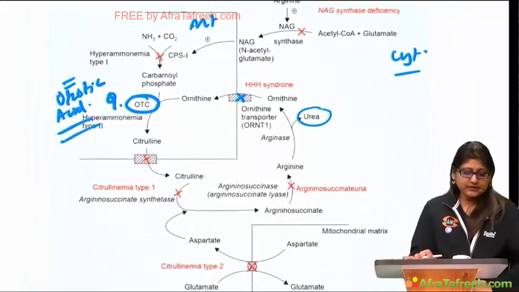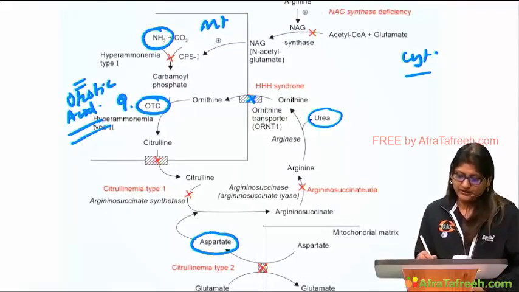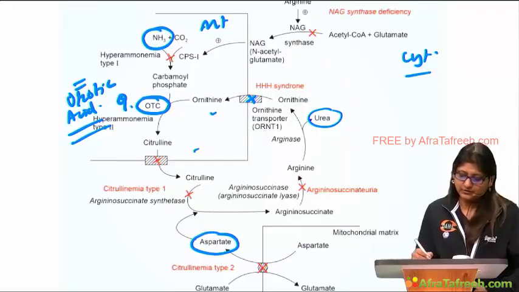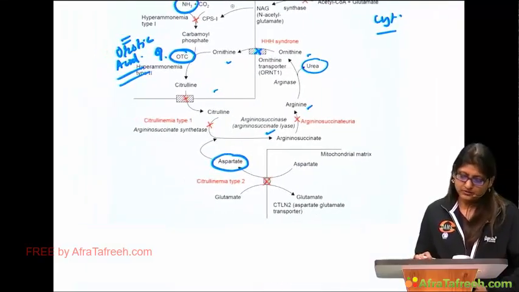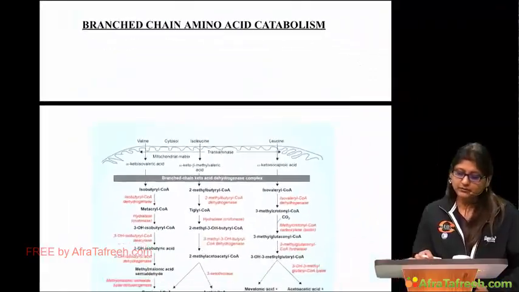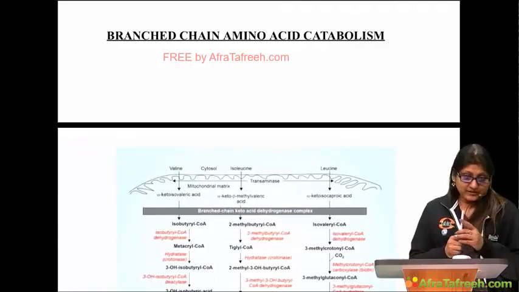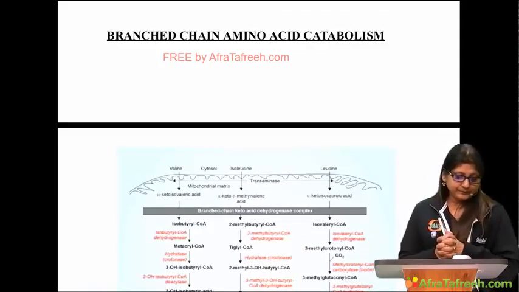Everything is important in the urea cycle. The first ammonia comes from glutamate, the second ammonia comes from aspartate, and this whole cycle involves ornithine, citrulline, argininosuccinate, arginine, ornithine. You need to know this. You know, what is important, what is not important, stop asking this. Because everything is important in your exam. Any question can come from anywhere.